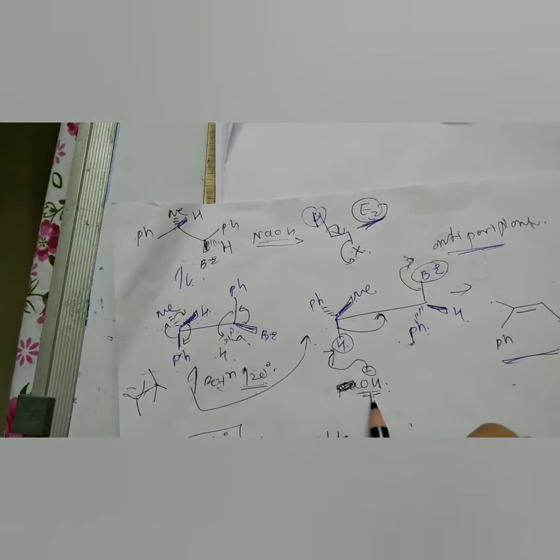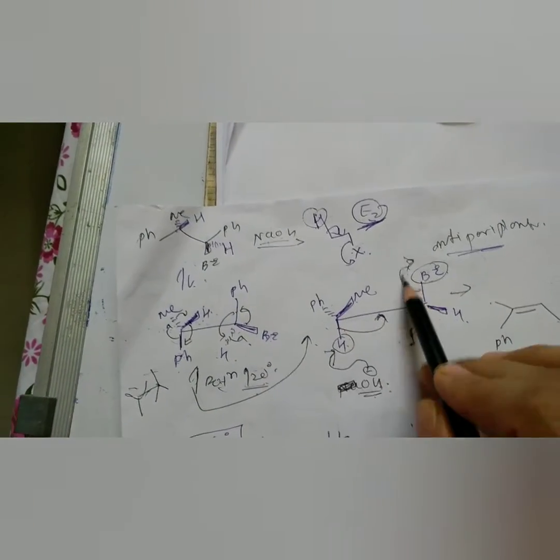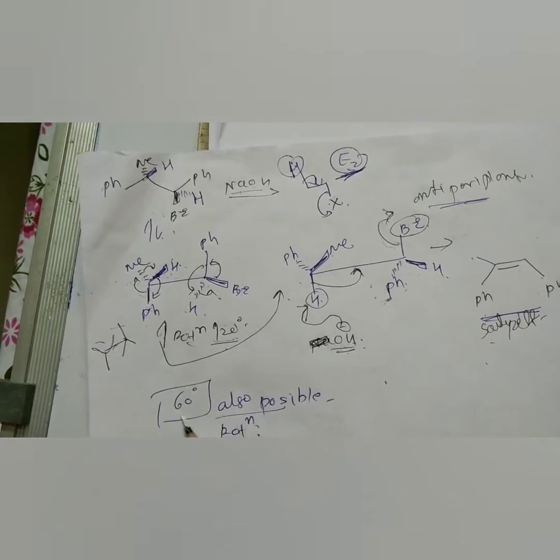Now it is possible, we have given a base which is abstracting the proton, and the bond will shift like this, and we got the axial anti-periplanar attack. And after that we got this more substituted product, we can say the Saytzeff product. We got more substituted alkene, and the more substituted alkene is more stable. This rotation can be done after a 60-degree rotation also.